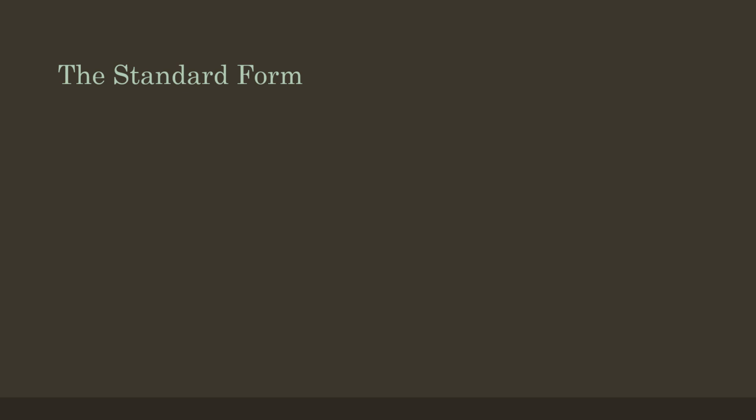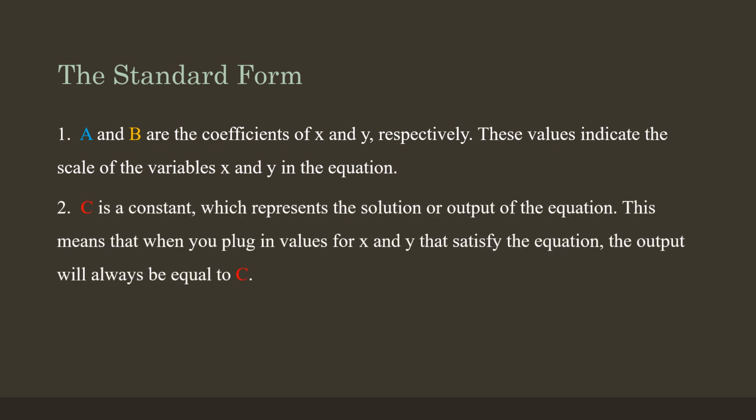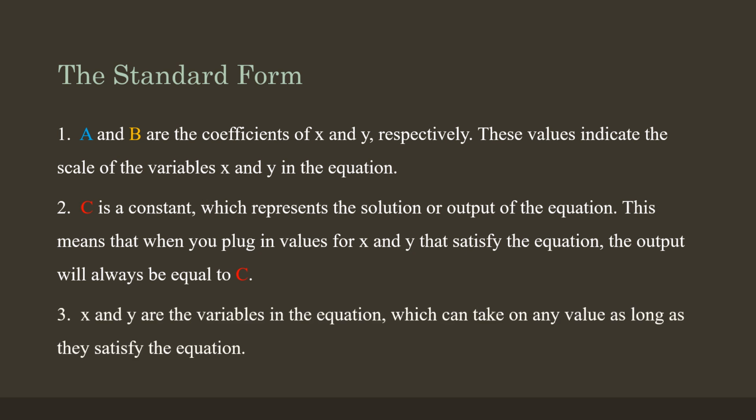Let's break down what each of these components mean in more detail. 1. A and b are the coefficients of x and y, respectively. These values indicate the scale of the variables x and y in the equation. 2. C is a constant, which represents the solution or output of the equation. This means that when you plug in values for x and y that satisfy the equation, the output will always be equal to c. 3. X and y are the variables in the equation, which can take on any value as long as they satisfy the equation.